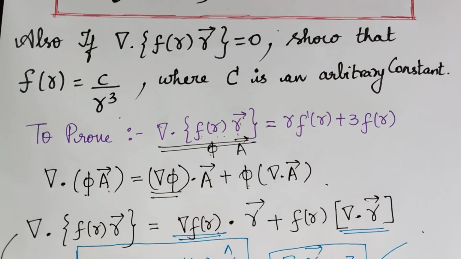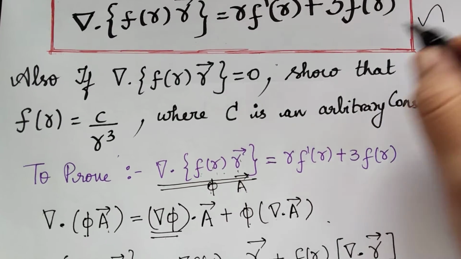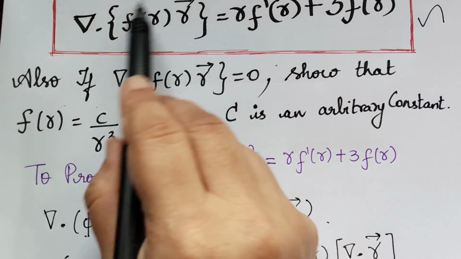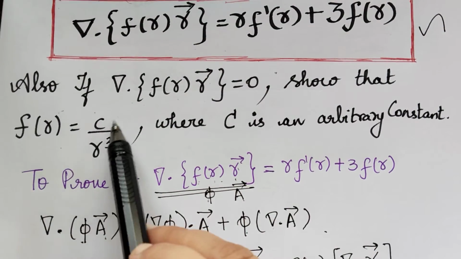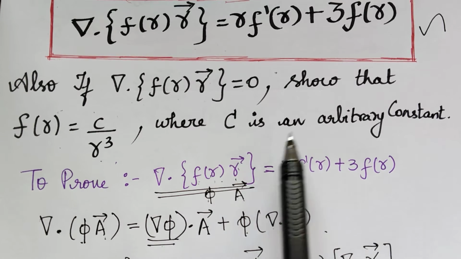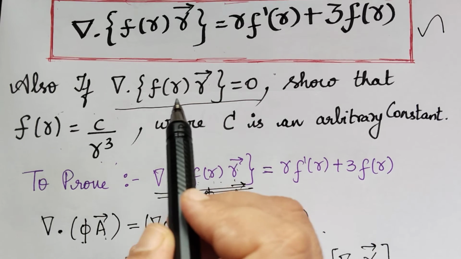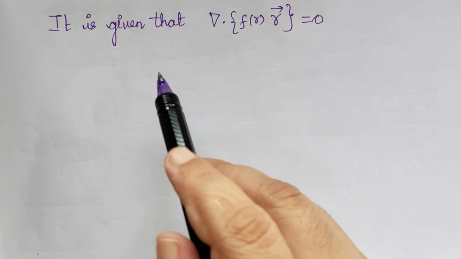So this is the result that we have proved. Now it is given that if nabla dot f of r vector, that is this quantity, is equal to 0, we have to show that f of r is given by c by r cube, where c is any arbitrary constant. So first we shall write this.